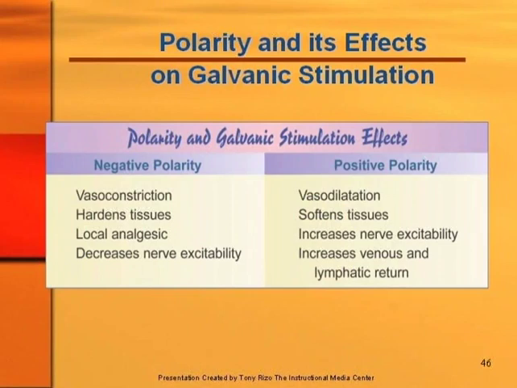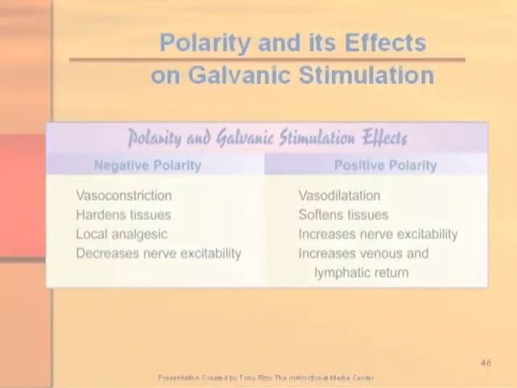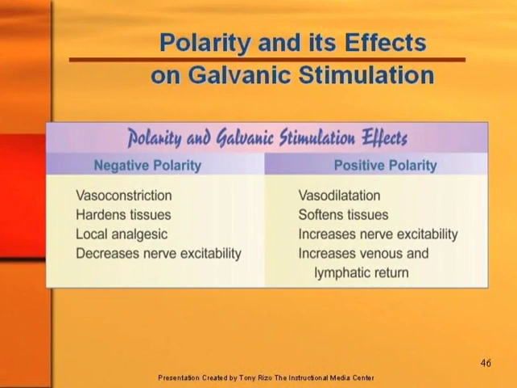The negative polarity causes a vasoconstriction. Now, what is a vasoconstriction? Vasoconstriction is what you use with ice. In other words, everything constricts down, whereas a vasodilation, which you'd use on the positive pole, is also a form of heat that will increase the blood flow. You use them for different things.